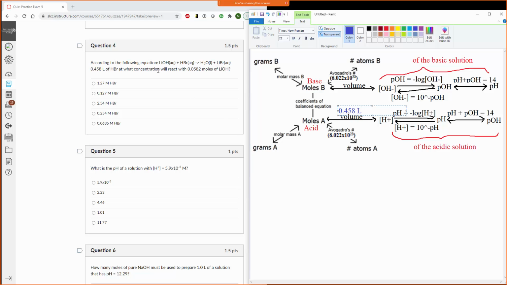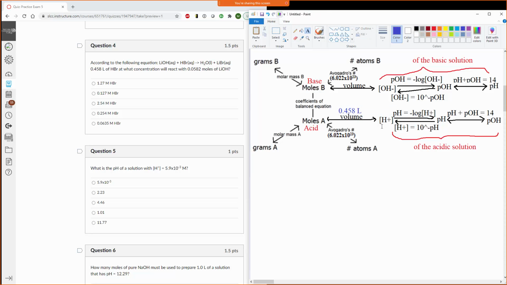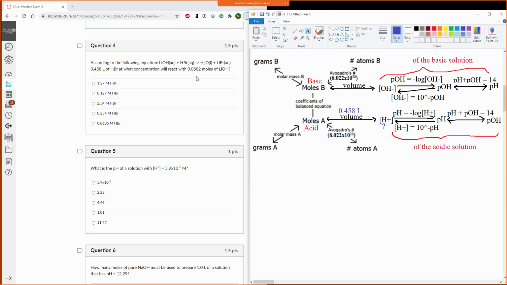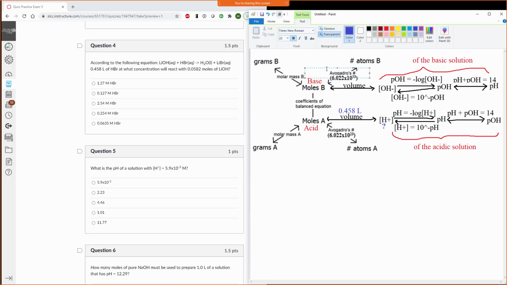And they want to know what the concentration of that acid solution is. Hopefully you can see that when they say at what concentration, they're talking about the acid here. Okay. And they give me that I have 0.0582 moles of lithium hydroxide. So that's my moles of my base. Moles. Okay.